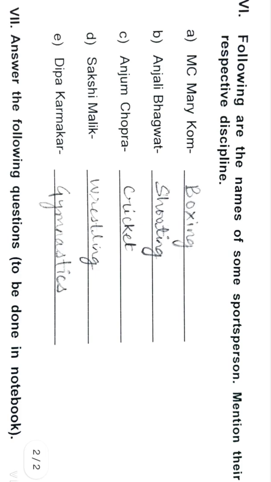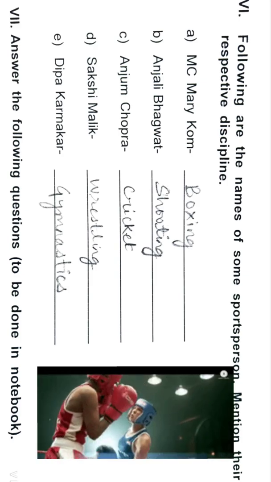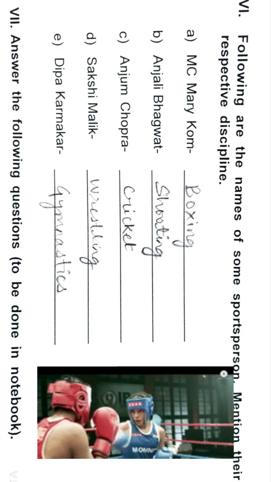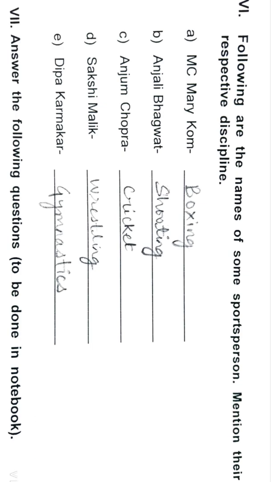Now coming to question 6, we have been given some very famous sports persons. We have to write down with which game, with which particular field they are associated. The first one is Mary Kom. We have a very famous movie adapted on this person. So we all know that Mary Kom is associated with boxing.